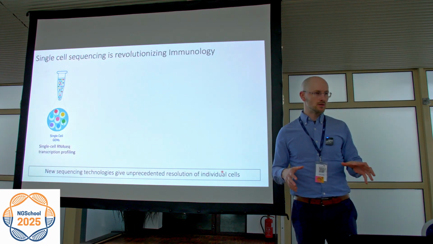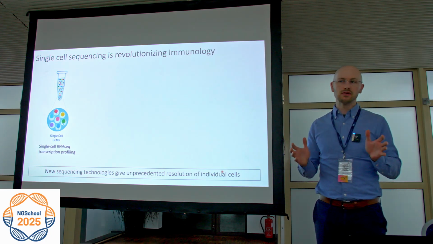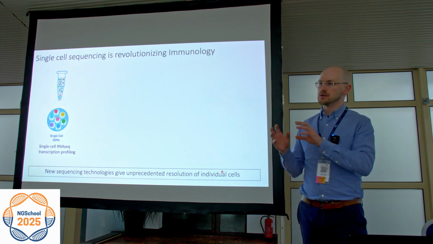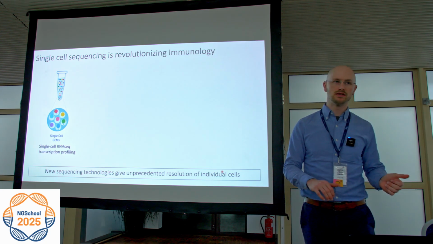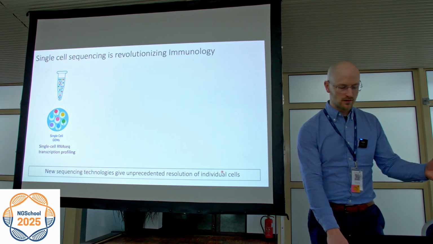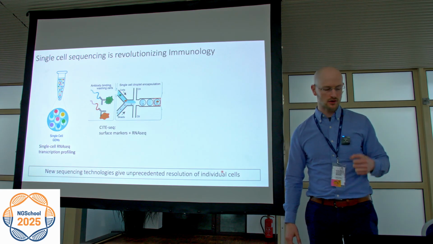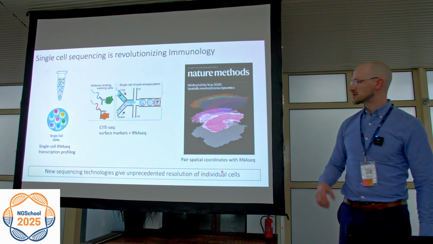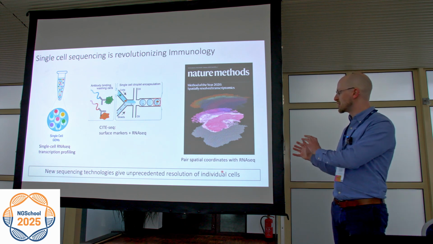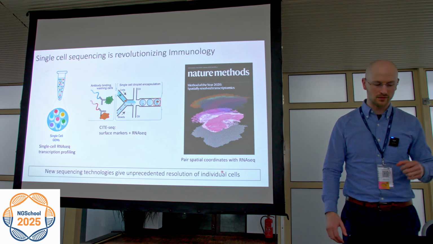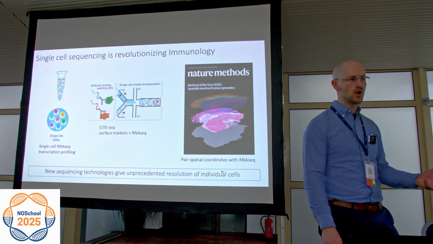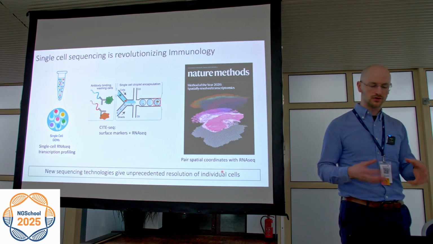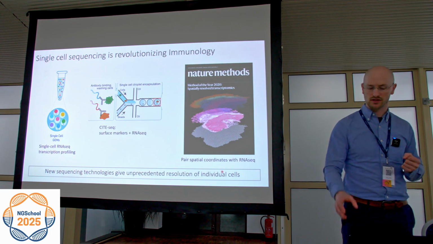Currently, single cell sequencing technology is changing rapidly and giving us ever more ability to associate biological information with BCR and TCR sequences. Chief among these is single-cell RNA-seq, but there's also CITE-seq, which can tell us about cell surface markers, and of course, spatial RNA-seq, which allows us to pair spatial coordinates with RNA sequencing data. So these new technologies can give us unprecedented resolution of individual cells, and also the BCRs and TCRs that are expressed by those cells.